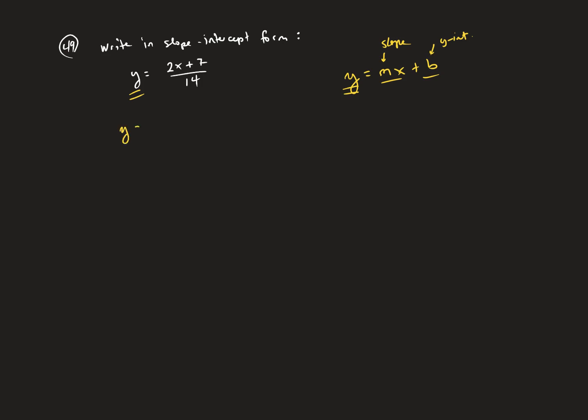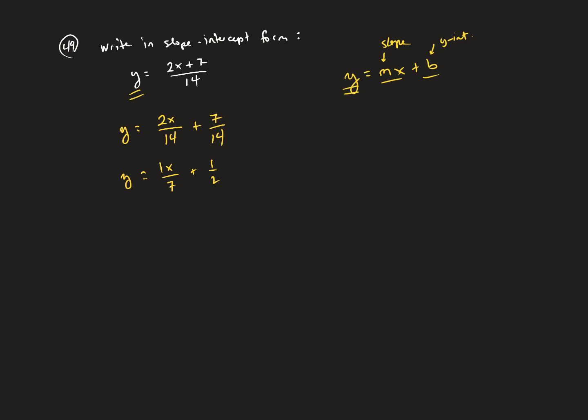So what I'm going to do here is take the 2x plus 7 over 14 and divide each of the things on top by 14, so basically breaking it up into two fractions. Now I can simplify each of those fractions. 2 over 14 goes to 1x over 7, and then 7 over 14 is 1 over 2.